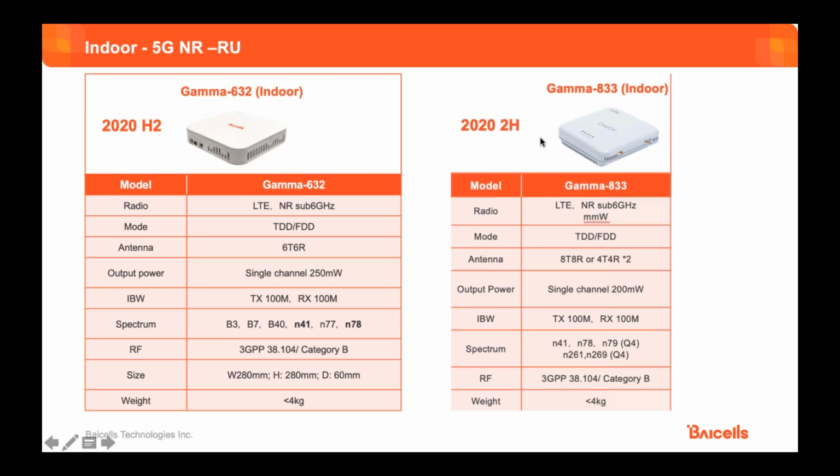Another radio that we're working on is the Gamma 833. Now it handles millimeter wave also. So it's dual mode LTE and 5G technology, and the 5G, as I explained, is split into sub 6 gigahertz and millimeter wave. Looking at the bands right here, N261 and N269 are the millimeter wave. These are where you get the 10 gigabit speeds on the millimeter waves. And the antenna design is going into massive MIMO now, 8T8R. So you can split it into two sectors with 4x4 each, and single channel output is 200 milliwatts.